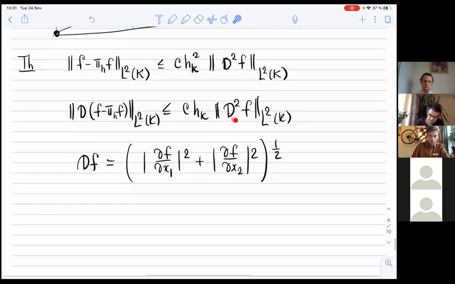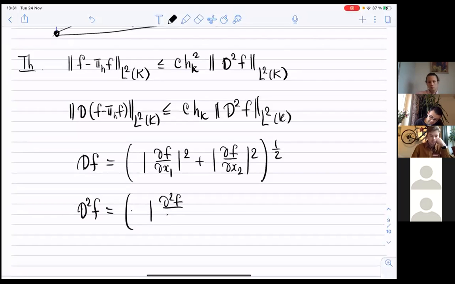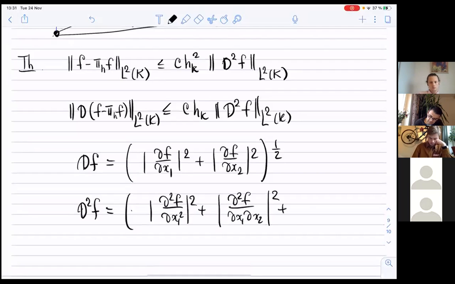And this notation, the second one, is the partial derivative of the second derivative: d squared f dx1 squared. We have a mixed term d2 dx1 dx2 plus d squared f dx2 squared. Everything is squared.